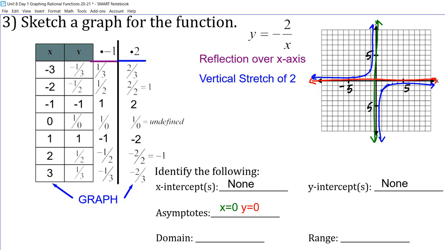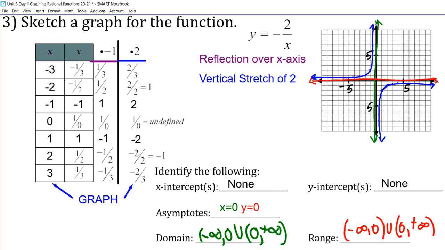So how does this impact our domain and range? Well, because we have those two asymptotes, we know 0 cannot be used for either of them. So we're going to have to show that 0 is excluded from the domain and range. How do we do that? Well, we're going to put our pieces in union with each other. So here we show that all the inputs less than 0 and greater than 0 will fit for our domain. All the outputs less than 0 but greater than 0 will work for our range.